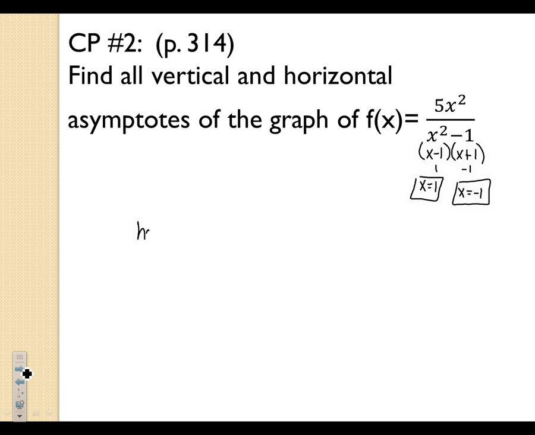Horizontal asymptote. If you look at the degree of the numerator and the degree of the denominator, both of them have degree 2. So they have the same degree. When the degrees are the same, remember we do that a over b ratio. The lead coefficient of the numerator function is 5. The lead coefficient of the denominator function is 1. So we end up with that ratio equaling 5. So y equals 5 is our horizontal asymptote. The horizontal line y equals 5 is that one.